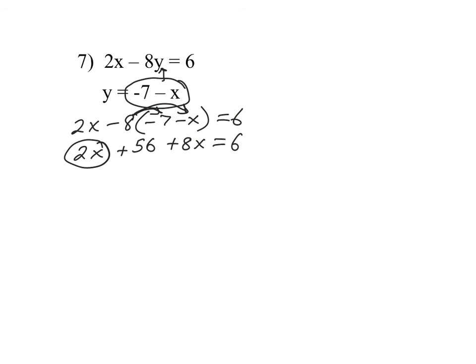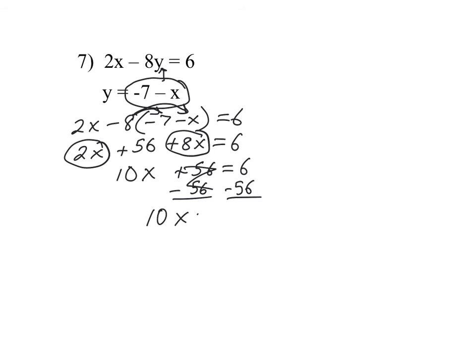Now I combine my like terms. There's a 2x, there's 8 more of those x's. Altogether I have 10 x's plus 56 equals 6. Now to get rid of the 56, I have to subtract it from both sides. That zeroes out. And remember, when you have unlike signs, you're subtracting. So we want to take the smaller number away from the larger, so that's really 56 minus 6, which is negative 50. Keep the sign of the larger number.